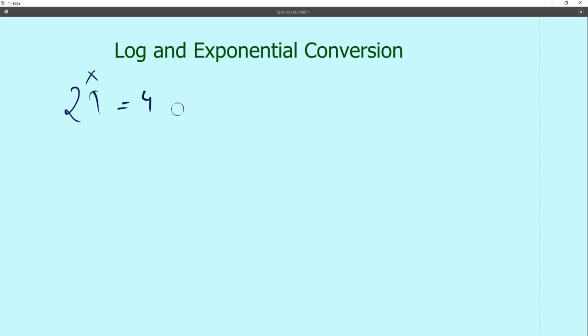So in this expression, we actually write it like this. Log base 2 of 4 is equal to x. It means that 2 to the x power is equal to 4. 2 to the what power is equal to 4. So log is basically asking what power, okay? That's what log means. Log is equal to asking what power.